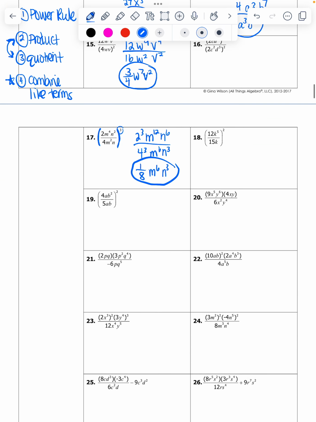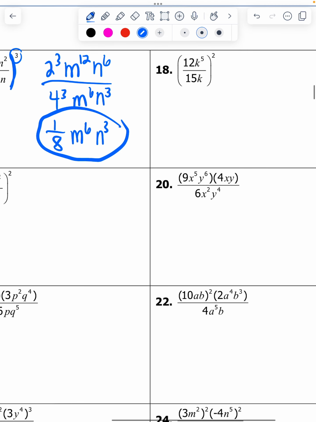So number 20, we've got parentheses up top, no power rule, but I would like to use the product rule first up top before I use the quotient rule, so I'm going to simplify that first. 9 times 4 is 36, and then for the x's, x to the 5th times x to the 1st is x to the 6th. Y to the 6th times y to the 1st, that's y to the 7th. And then I have over 6, x squared, y to the 4th.